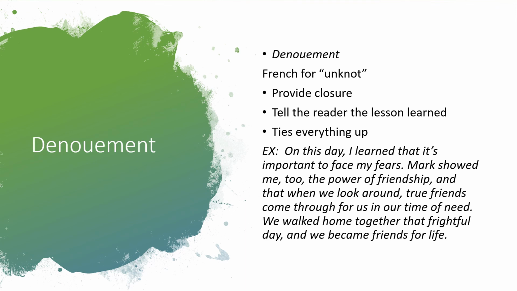The final element of plot is known as denouement, French for unknot. This is the part of the story where the writer provides a strong sense of closure, exposes any lessons learned, or just ties everything up so that there's a clear completion of the events of the story. So here's an example from the previous story.